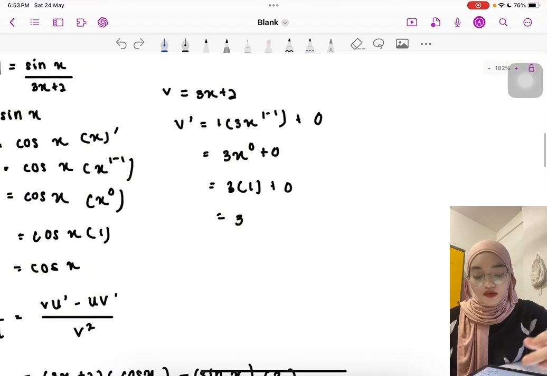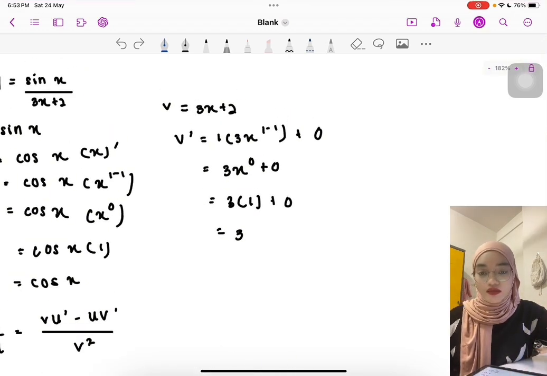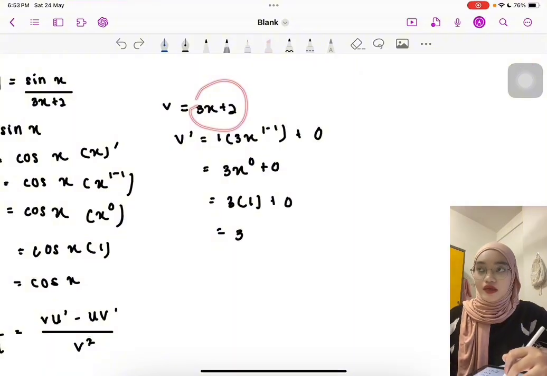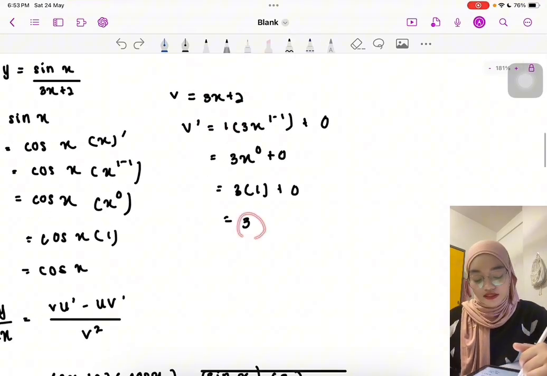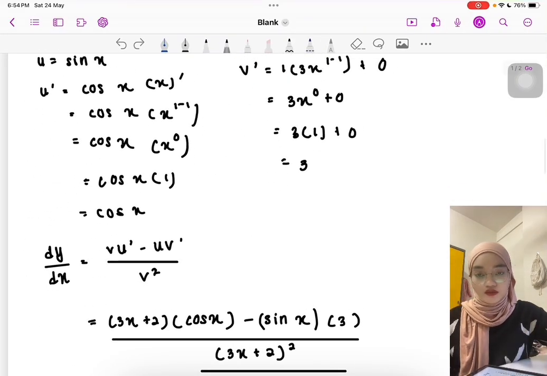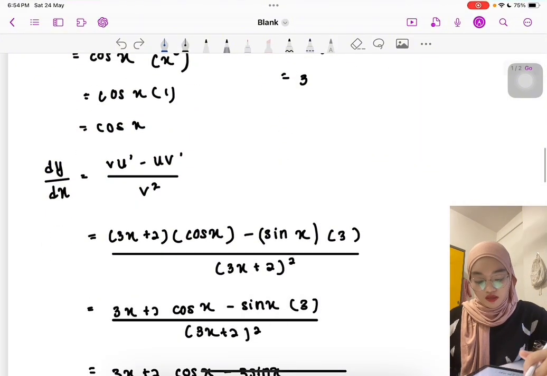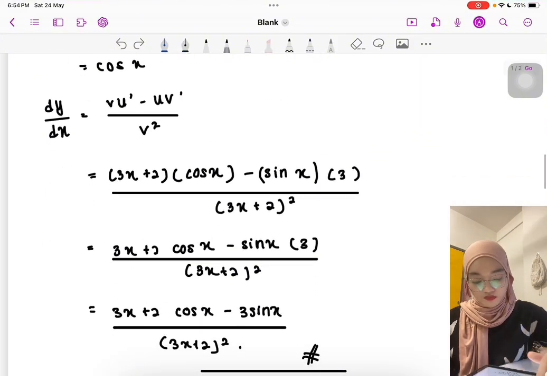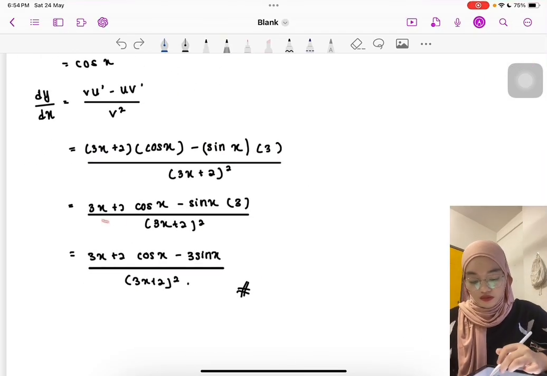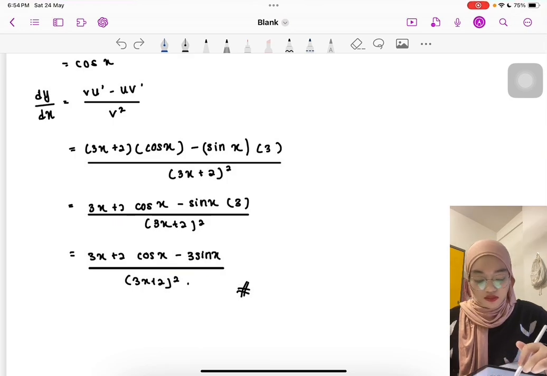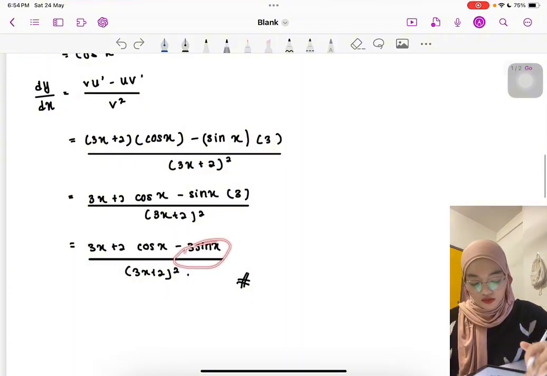And then we find v prime. We use the sum and difference rule, used when functions are added or subtracted, and then we get 3. After we find u prime and v prime, we put them into the quotient rule formula, which is vu prime minus uv prime over v squared. Then we substitute into the formula and expand. We multiply that, and we get (3x plus 2) cos x minus sin x times 3. Then we multiply 3 with sin x, and we get negative 3 sin x. And this is the final answer.